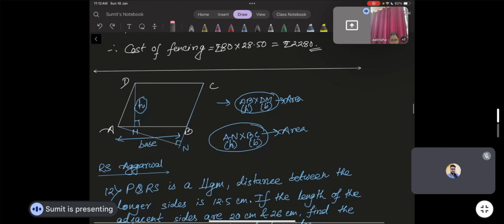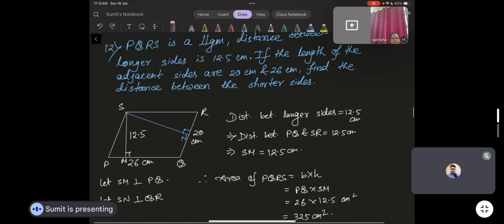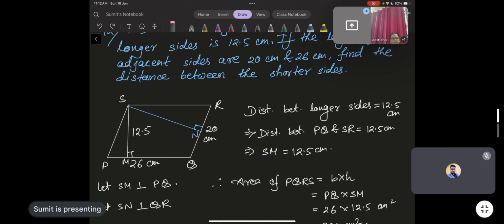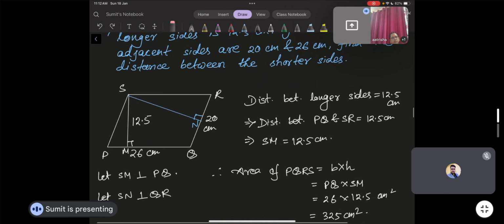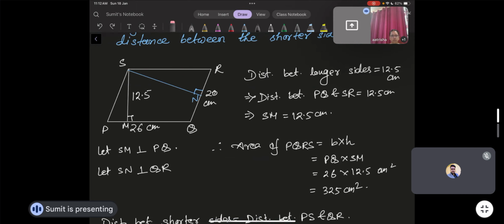Right now I have got the distance between the longer sides, 12.5, and keeping that in mind we can find the area of the parallelogram PQRS, that is base into height. See, another diagram is over here. So the area of PQRS is base into height. Base I am taking as PQ, 26, and height I am taking as 12.5, correct? So the area is 325.